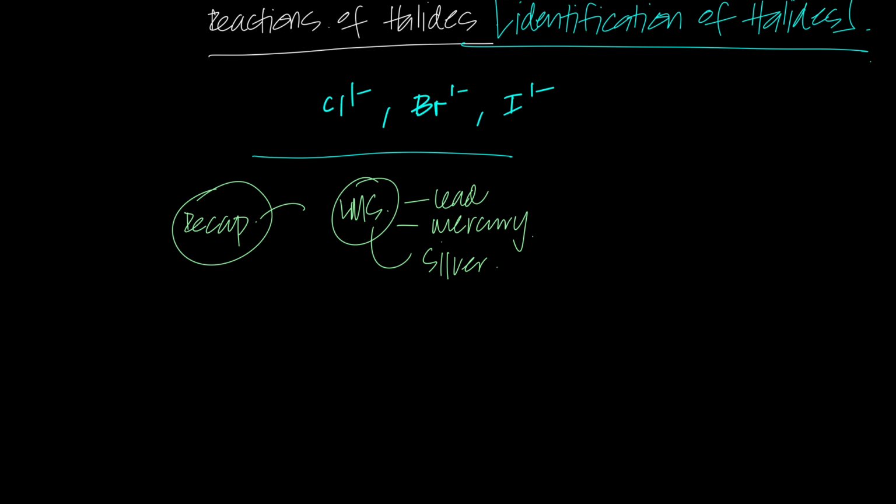All group 7 salts are soluble except for these, and in our course you just need to know silver. If I have silver chloride, would it be soluble in water? No. Would it dissolve in water? No. If I have silver bromide, would it dissolve in water? No. If I have silver iodide, would it dissolve in water? No. It doesn't. It's insoluble.